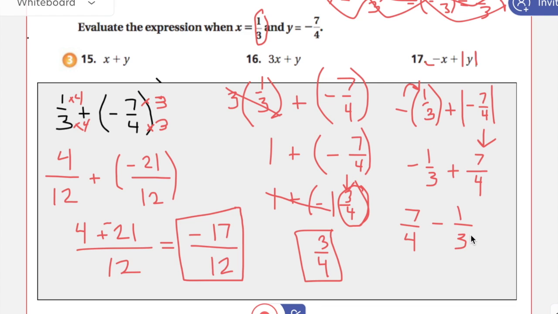Last step, I can find common denominators. I already know what these are. When I find common denominators, this would be a minus, this is 4/12. And then 7/4 is the same thing as just 21/12. So 21 minus 4 equals 17/12, and that would be my answer.